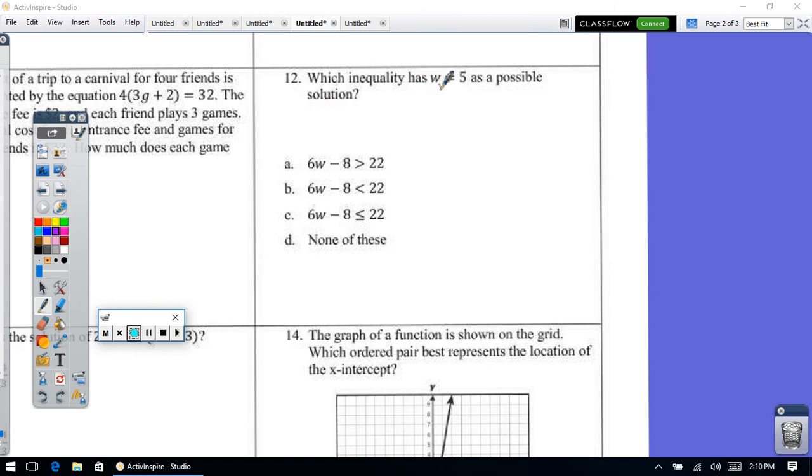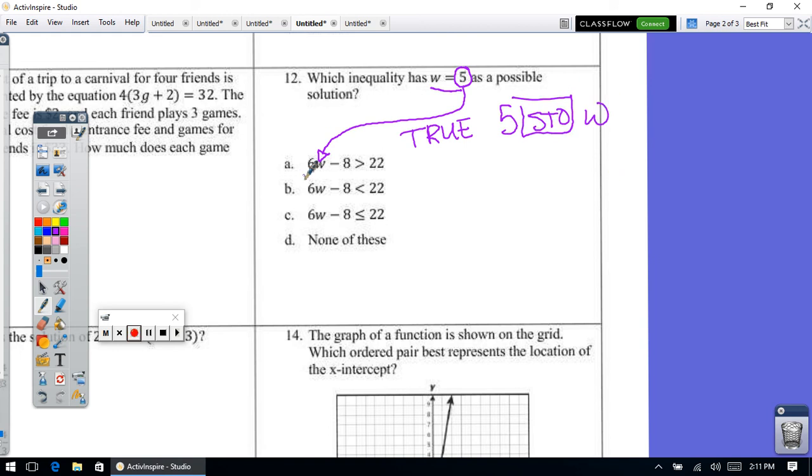12. Which inequality has w equals 5 as a possible solution? So what you have to do on this problem is take 5 and plug it in for w and see which one of these comes out to be true. One way you could do this, you could store 5 to w, and then when you type this in the calculator, 6w minus 8, it will do 6 times 5 is 30. And 30 minus 8 is 22. So ask yourself this, is 22 greater than 22? No.